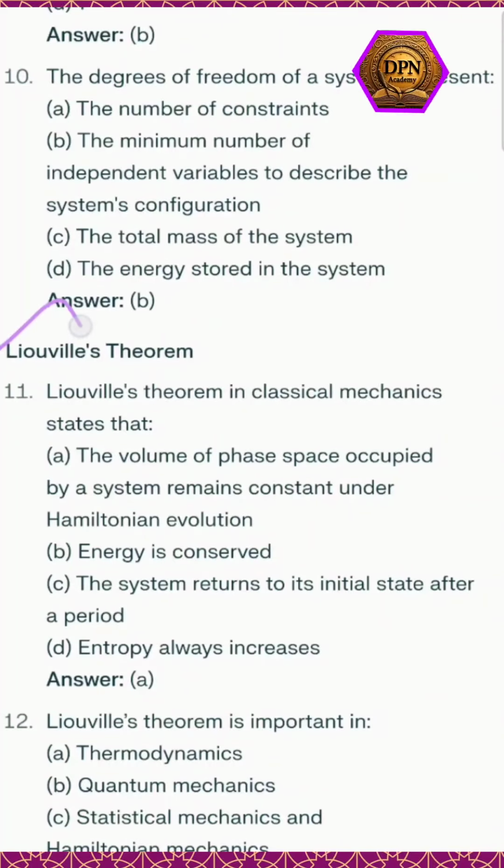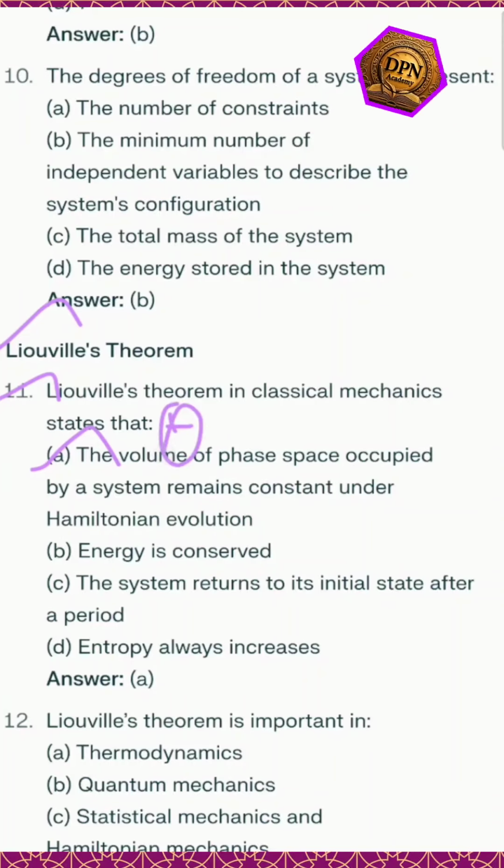So the next topic, the Liouville theorem. Question number 11. The Liouville theorem in classical mechanics states that, the correct option A, the volume of phase space occupied by a system remains constant under Hamiltonian evolution. Okay. Most important.